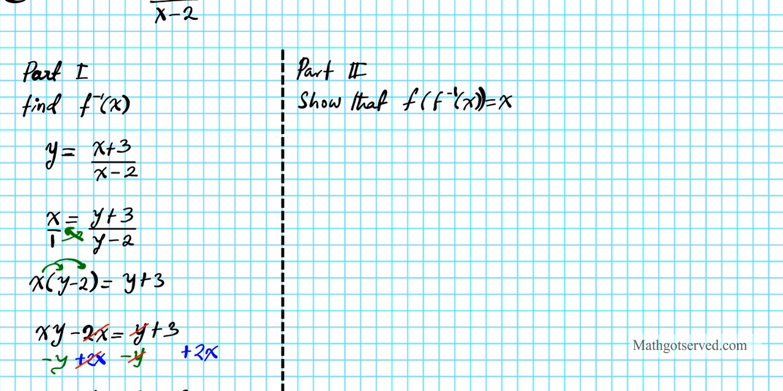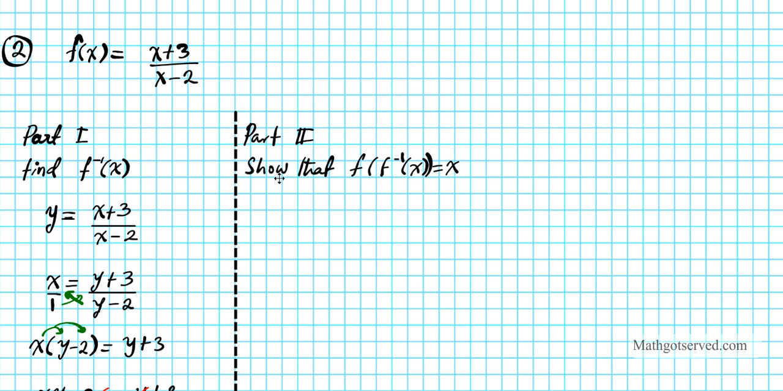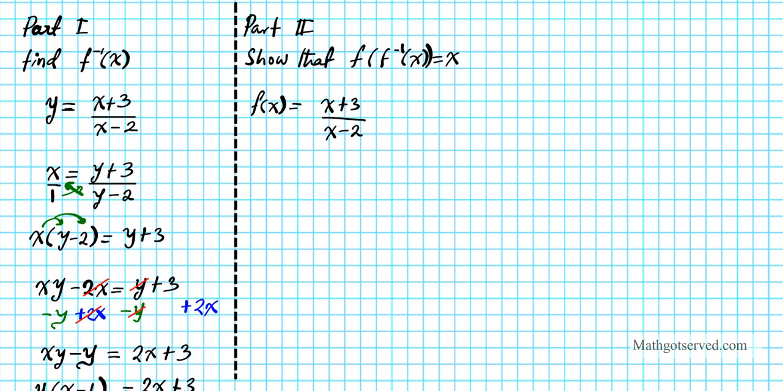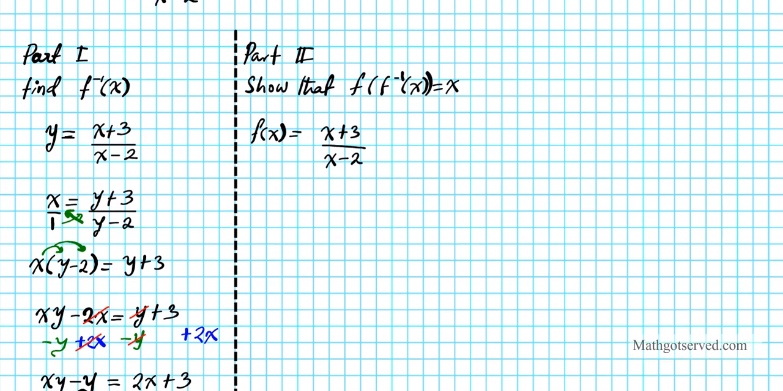All right, so what we'll do in part 2, we're going to start out by writing down what the parent function is. The parent function is the original problem we had. So the parent function is f of x equals x plus 3 over x minus 2. Now we're going to compose this function with the other result. We got the inverse, 2x plus 3 over x minus 1.